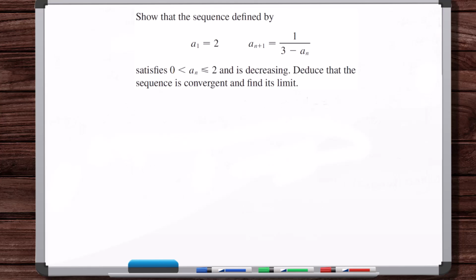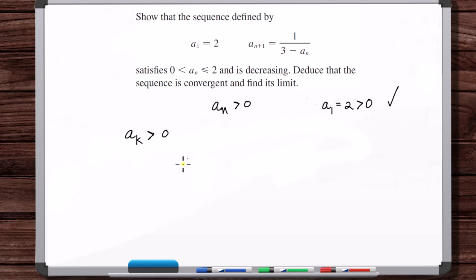So we're trying to prove that a sub n is greater than 0 for all n. First, is this true for the first term? A sub 1 is 2, which is greater than 0. So yes, it's true for the first term. All right. We're going to assume that this is true.